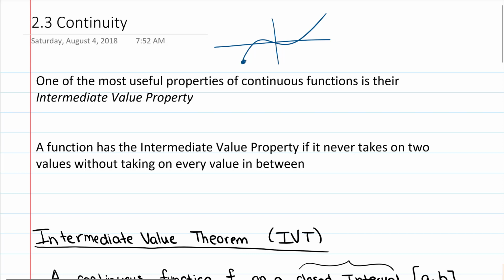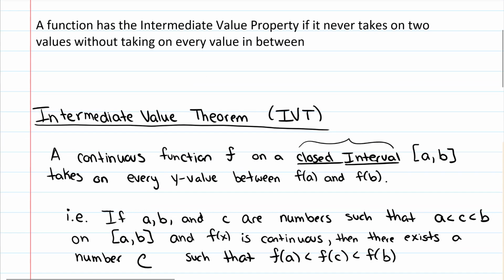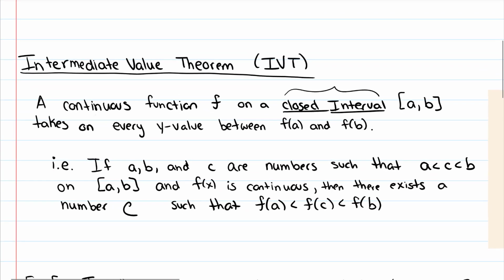So for example, if this is my first value a, this is my second value b, and say this is at -3 and this is 10, then I am guaranteed to get every y value between -3 and 10 between a and b. Some might repeat, but I'm guaranteed to have every single y value at least once. So that brings me to the actual definition of the intermediate value theorem.